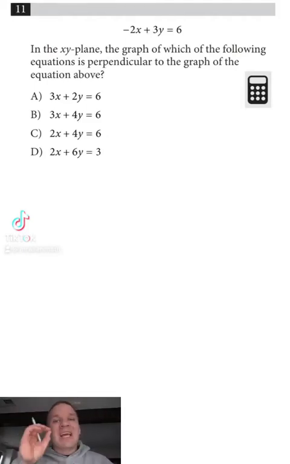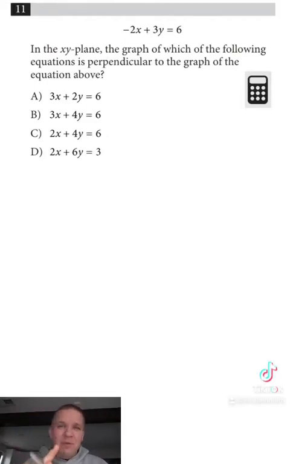SAT prep time, calculator portion coming at you. But what you're going to find with many of the questions on this section of the test is that you actually don't need a calculator. Case in point right here.